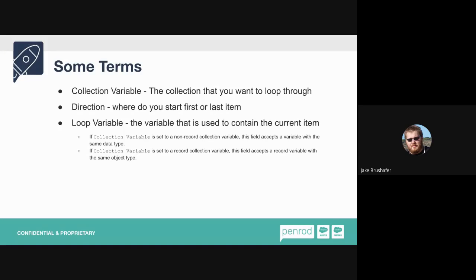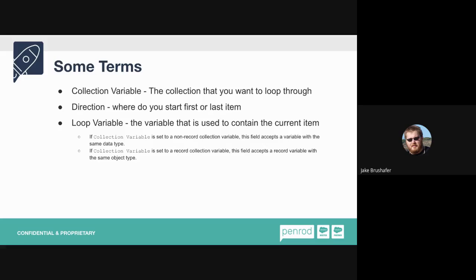The direction of the loop: basically, you want to specify where you want to start. Do you want to start at the top? Do you want to start at the bottom? How do you want to start that direction? And then the loop variable. This is one of the more important things to understand about loops: there's the collection, and then there's a loop variable. The loop variable specifies one of the records in your collection.